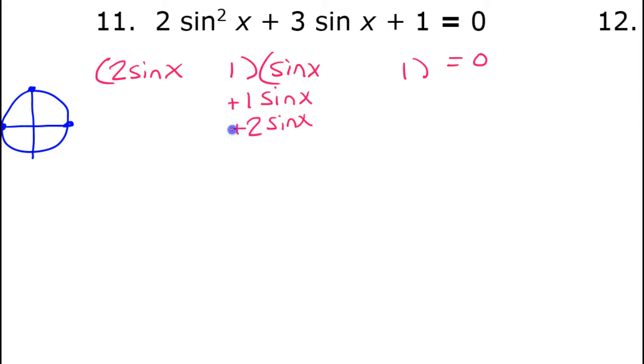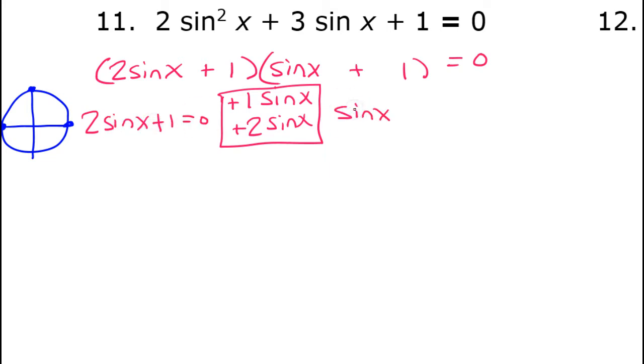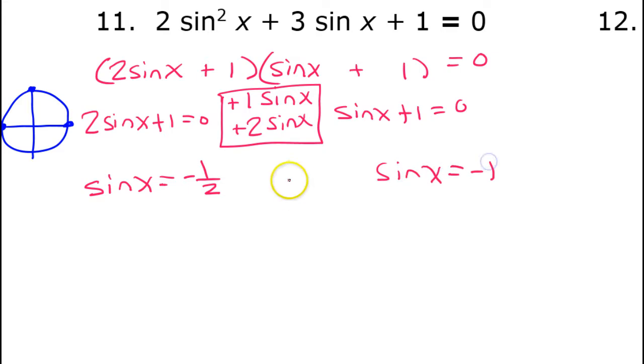For that to happen, both of these need to be positive. So that means these are going to be positive. I also have to check and make sure that positive 1 times positive 1 equals positive 1. Now I can set the factors equal to 0. So 2 sine x plus 1 must equal 0. And sine x plus 1 must equal 0. Subtracting 1 and dividing by 2 gives me sine x is equal to negative 1/2. Subtracting 1 gives me sine x is equal to negative 1.